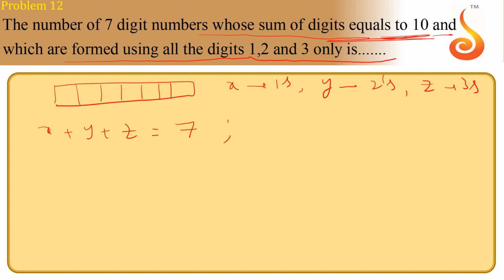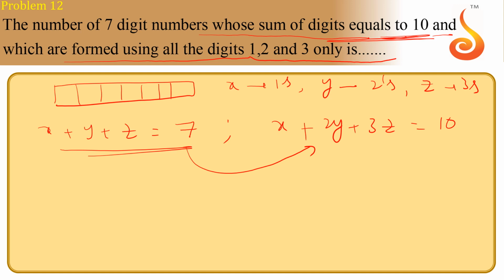And one more thing, what is given? Sum of the digits. So what do you mean by sum of the digits there? When we have x 1s and y 2s and z 3s, can I say x 1s will produce x, y 2s will produce 2y, z 3s will produce 3z. This total sum is 10. Now let us observe carefully. x plus y plus z is 7. Suppose I substitute x plus y plus z is 7.